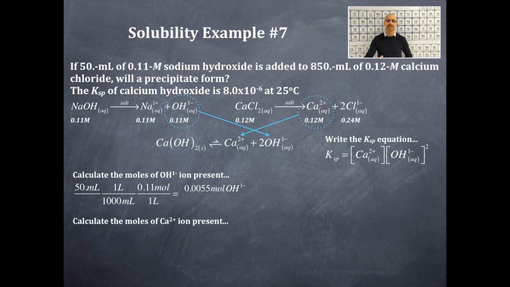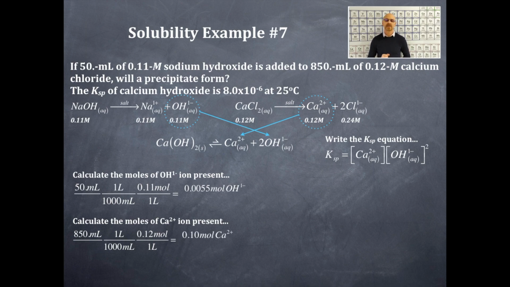I'm going to calculate the moles of calcium ion present as well. I take the volume of the calcium chloride times the molarity, with a little bit of conversion. That's the 850 milliliters times the unit conversion to convert from milliliters to liters, and then times the molarity, which is moles per liter. You should see that the liters cancel out, and I'm left with moles of calcium ion.